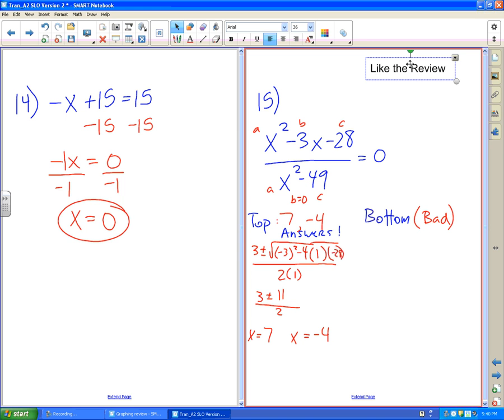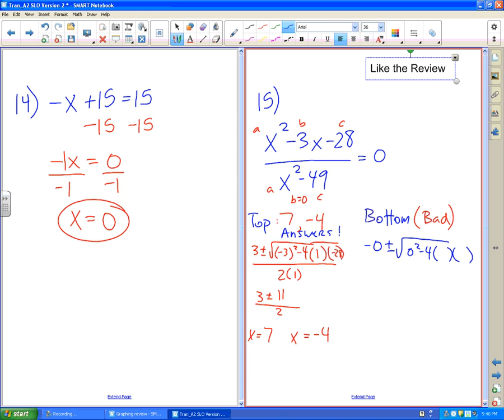Okay? So the bottom, we're going to go negative 0 plus or minus square root of 0 squared minus 4ac all over 2a.